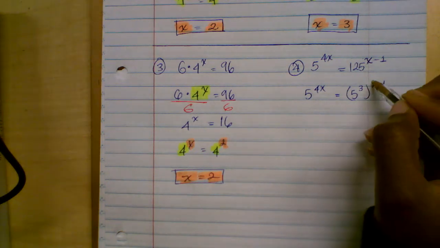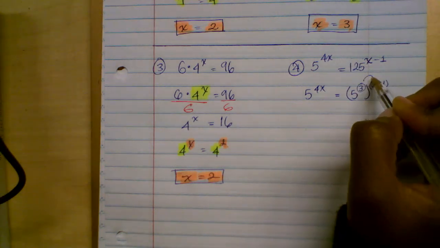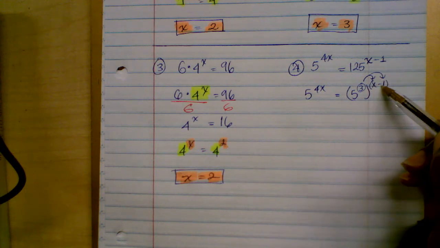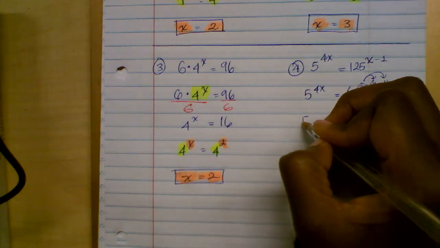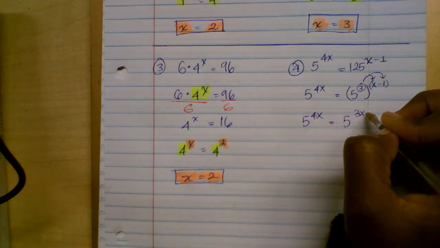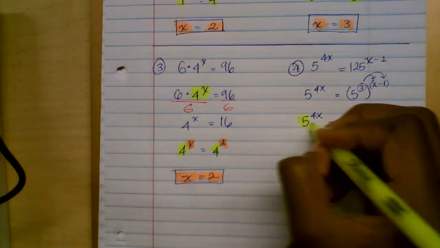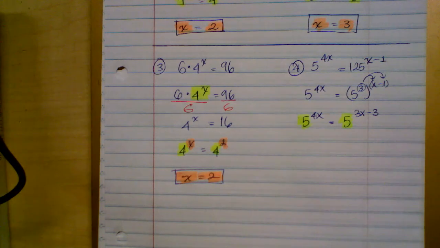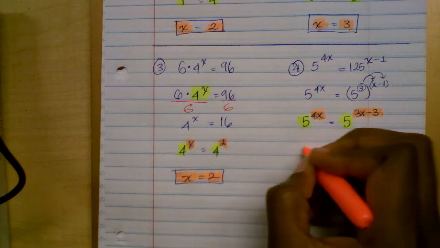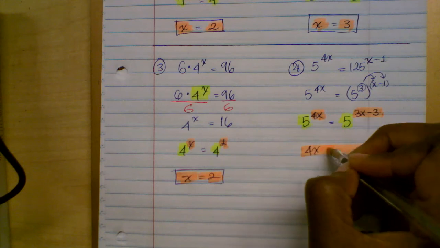Now what am I going to do with the 5 cubed, the exponent of 3? I'm going to distribute it to the x and the -1. So I end up with 5 to the power of 4x equal to 5 to the power of 3x minus 3. Now the exponential equation shares the same base. So I'm going to make the exponents equal to each other and solve for x.